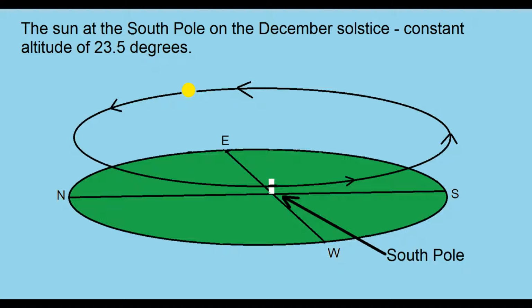Finally, on the December solstice, the southern hemisphere's summer solstice, the sun reaches its maximum altitude of 23.5 degrees above the horizon. There, it travels around the horizon at 15 degrees per hour. After the solstice, the sun sinks slowly lower in the sky until the time of the March equinox, the southern hemisphere's autumnal equinox. The sun once again skims the horizon all day long.